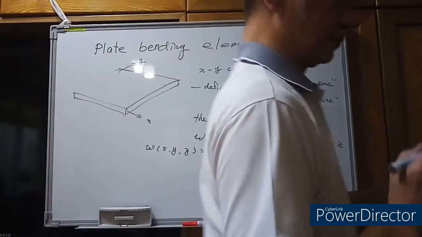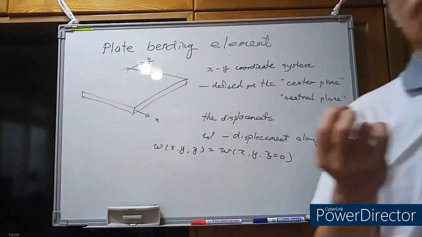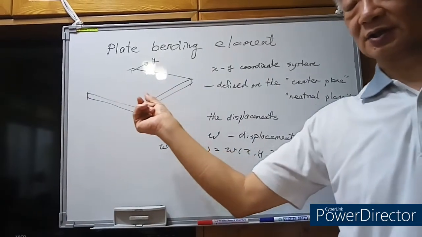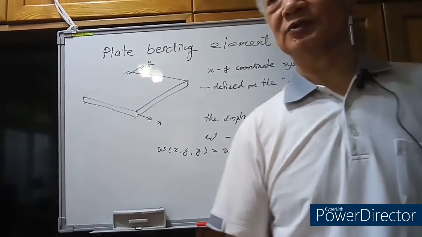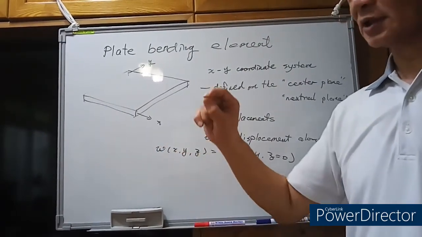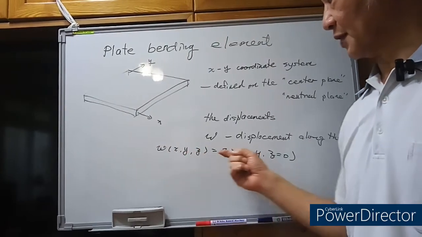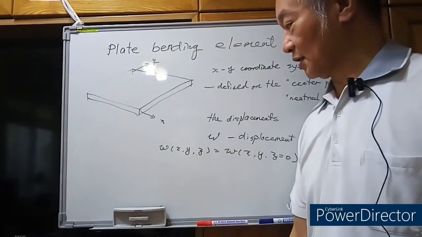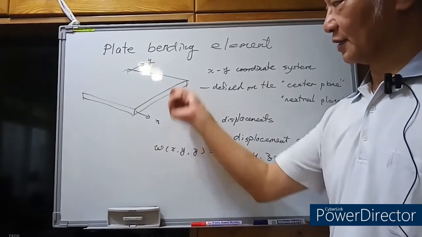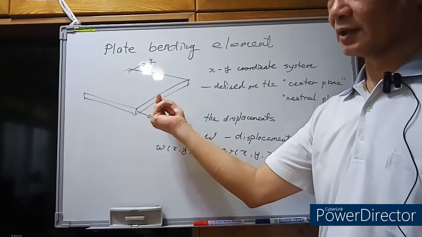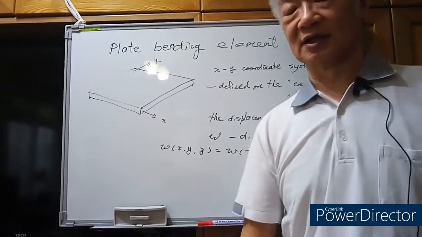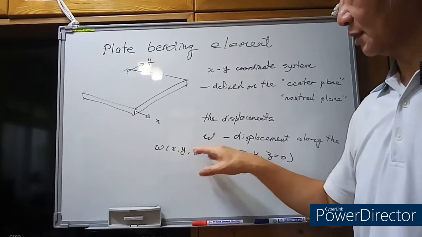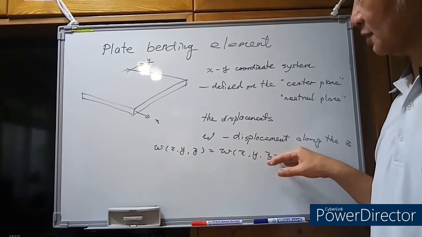The z equal to 0 will represent the points on the center plane. So if we consider a thin plate problem, usually we assume no matter the z coordinate, the vertical displacements are always the same. So for the same x and y coordinates, the vertical displacement is assumed to be the same. So we have w of x, y, and z, which is equal to w of x, y, and z equal to 0.